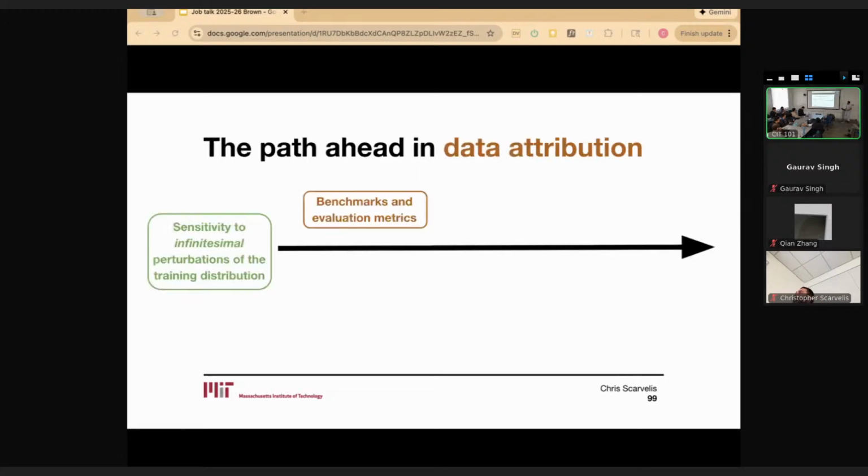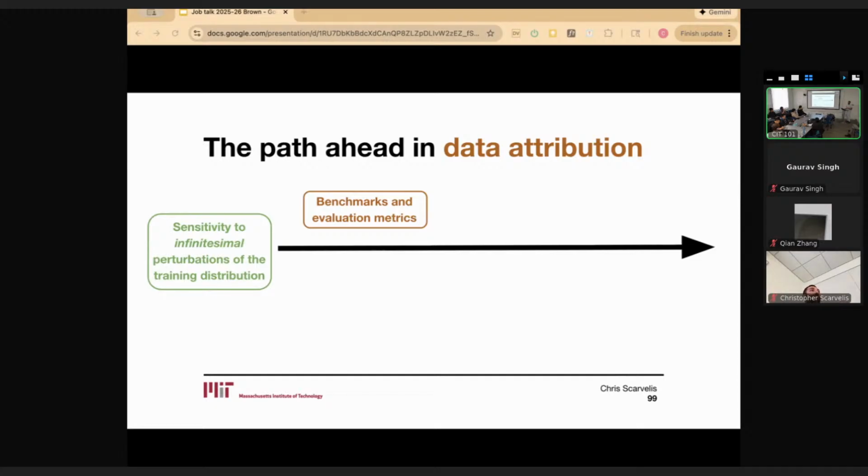Okay. I finally want to discuss the path forward for data attribution. So far I've developed a sensitivity analysis framework for diffusion models, which allows us to estimate how a diffusion model and the samples it generates respond to infinitesimal perturbations in its target distribution. I think this is a useful foundational contribution, but there's still a lot to do before we have a complete understanding of how a particular diffusion model depends on its training data.